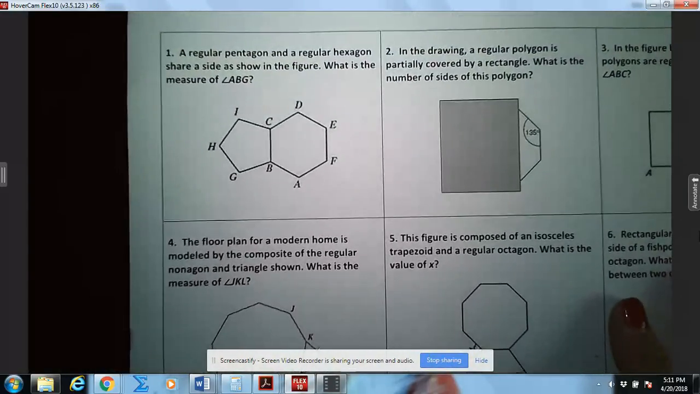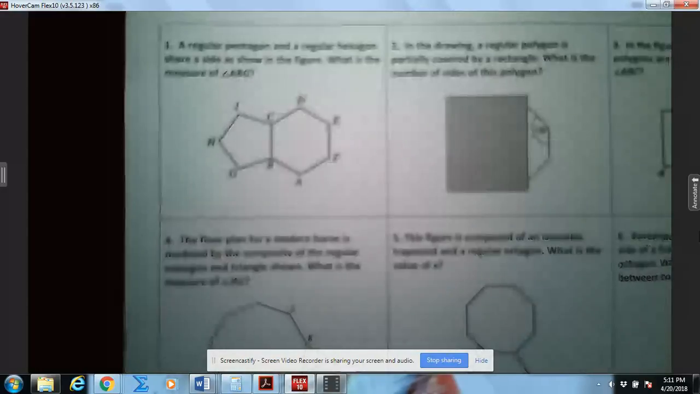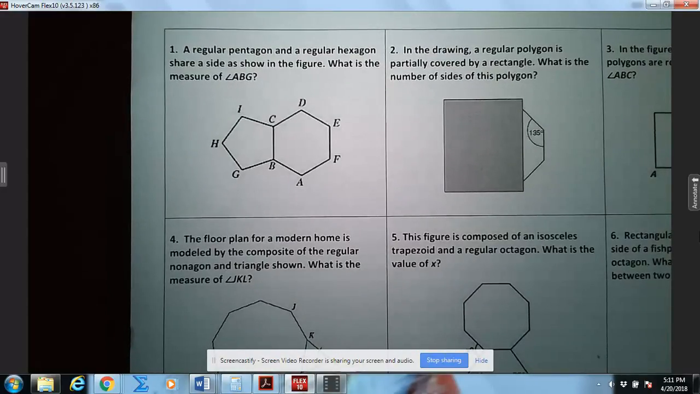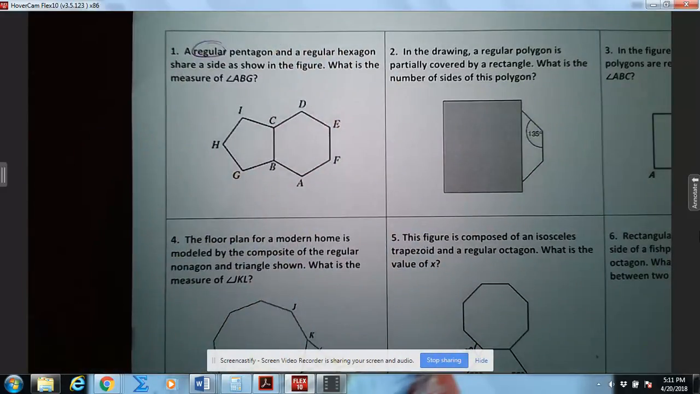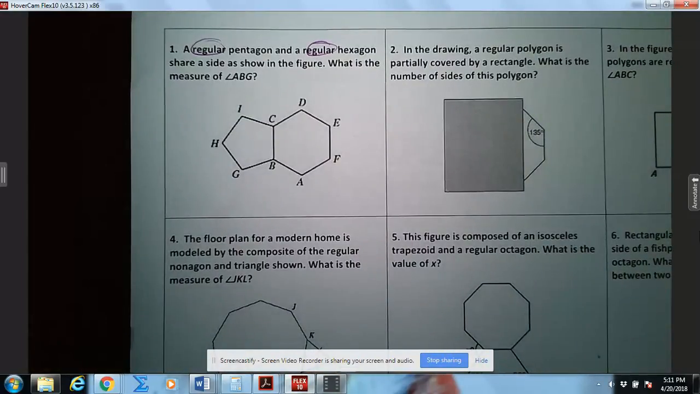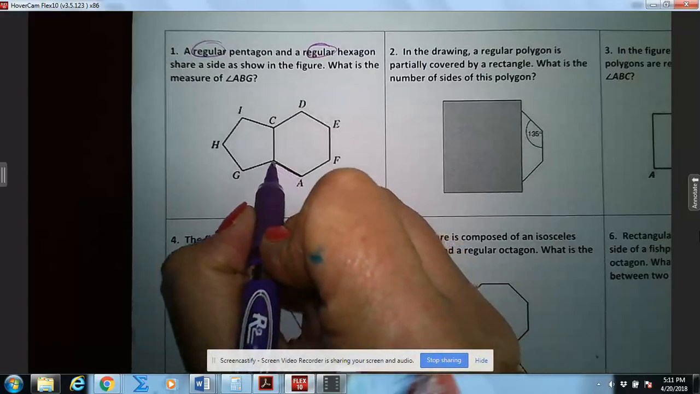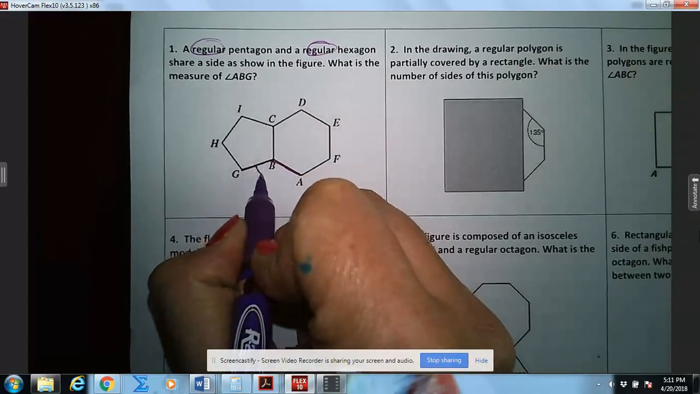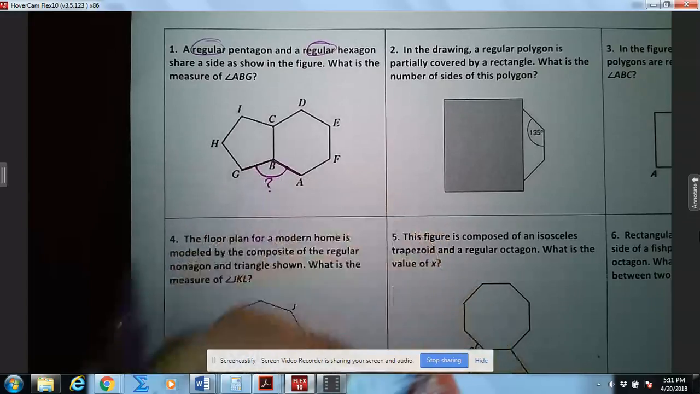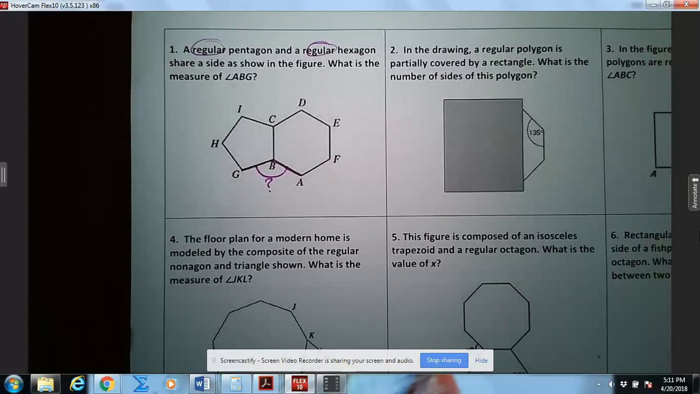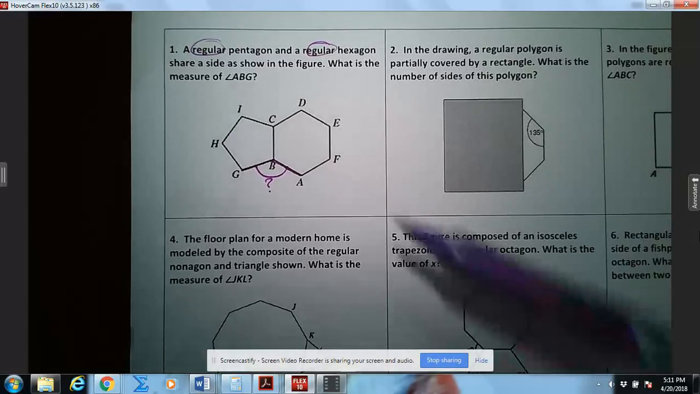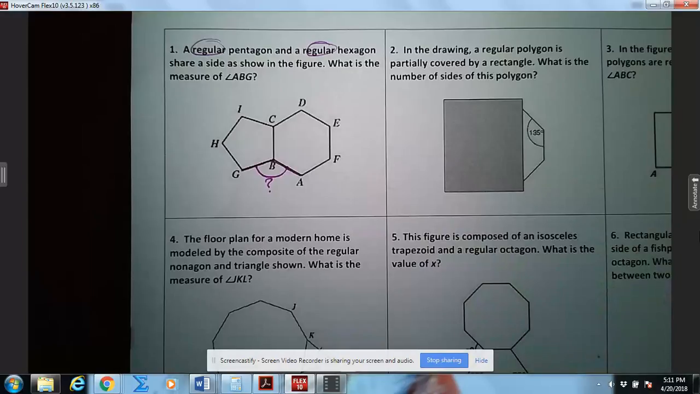What are our SOL writers asking us to be able to do here? Let's take a peek. Number 1, a regular pentagon and a regular hexagon share a side as shown in the figure. What is the measure of angle A to B to G? There's our question. So this is a tessellation with hexagons and pentagons put together.